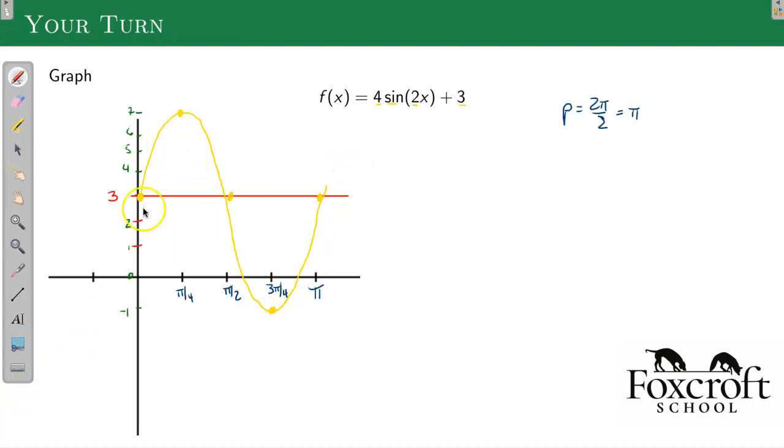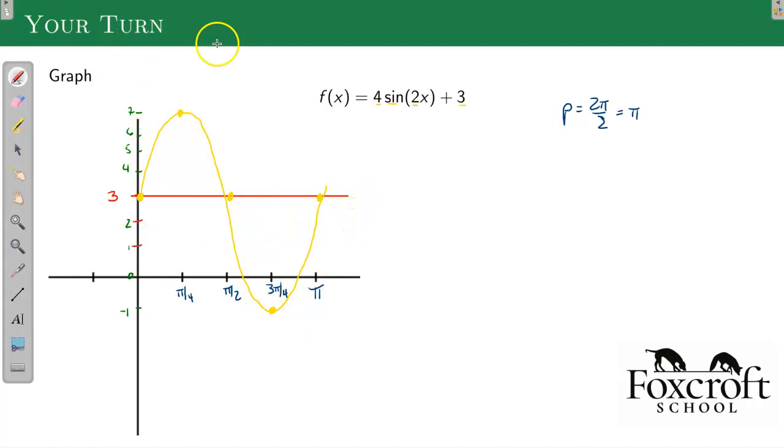All right, my final answer looks like this. So period, 2 pi over 2 is pi, half, half, triple. Midline up to 3. My amplitude is 4, so I can go up 4 from that midline. I can go down 4 from that midline. And my sine shape: midline, high, midline, low, midline. All right, so I follow that same sine shape. So this is my graph.